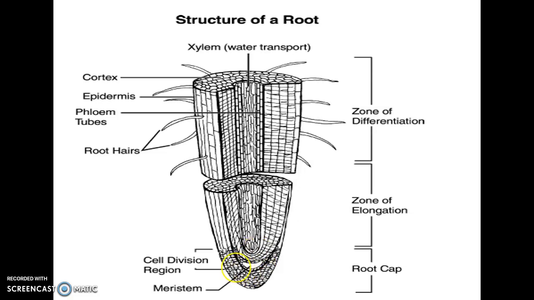The third area is known as the zone of differentiation, which is also known as the zone of maturation. In this zone, cells mature or differentiate into specific types of cells such as cortex, epidermal cells, or vascular tissues, etc.